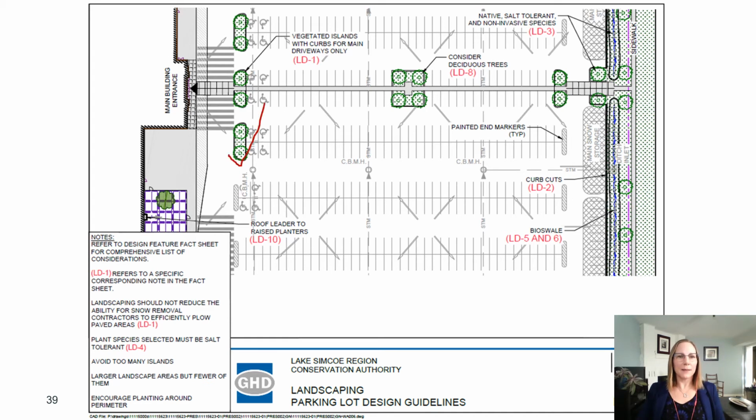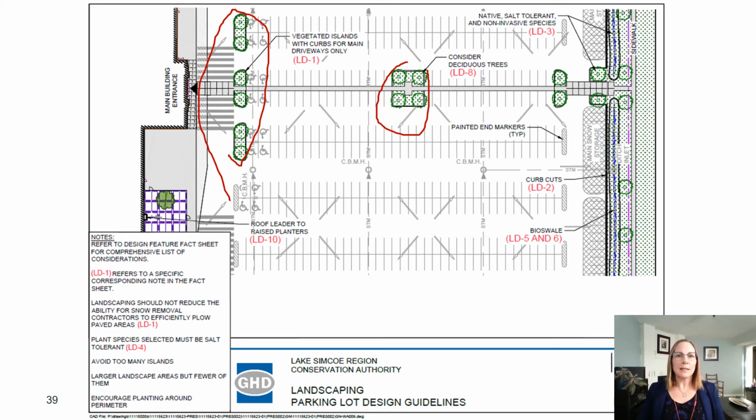So you have these here and a little one here. But all of the rest of these can be painted end markers, which would be used to delineate the ends of the aisles, and that makes it a lot easier for the snowplow equipment. You can have curb cuts around the perimeter of the parking lot to promote drainage into your landscaping areas.